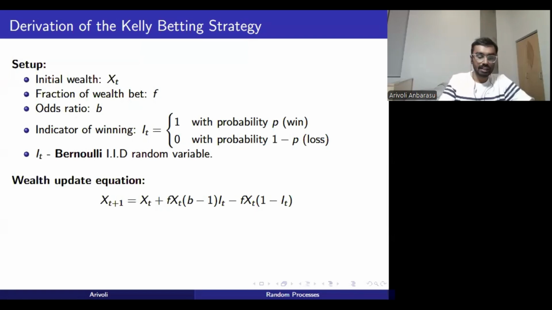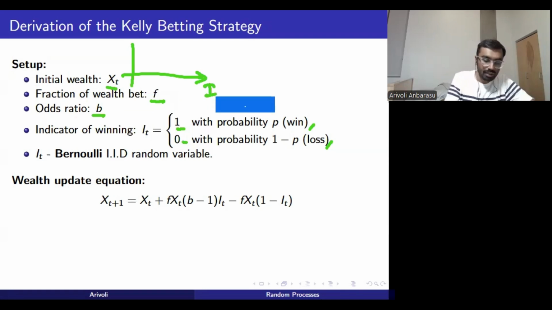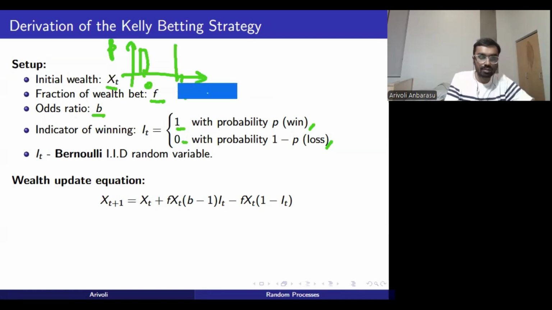We have the wealth xt at time t, and let f be the fraction of wealth that you are going to bet with the odds ratio of p. The indicator variable takes the value of 1 and 0 with the probability p and 1 minus p respectively. If we plot the distribution, we will get something like this, with I and probability on the axes and values 0 and 1. This type of distribution is known as the Bernoulli distribution.